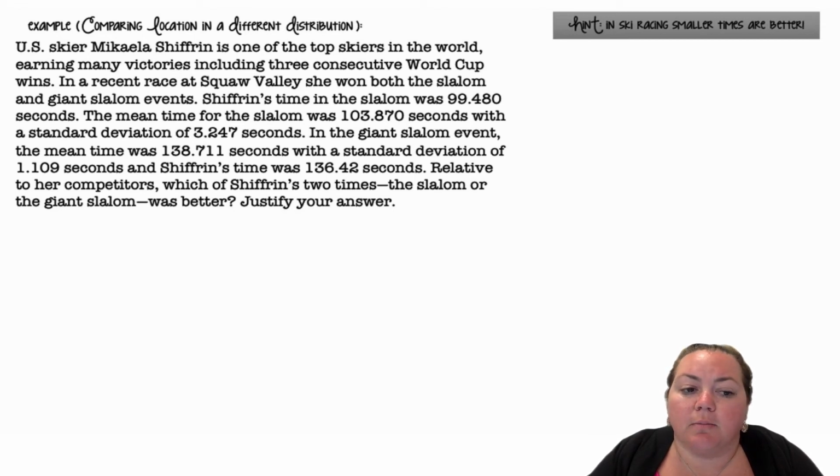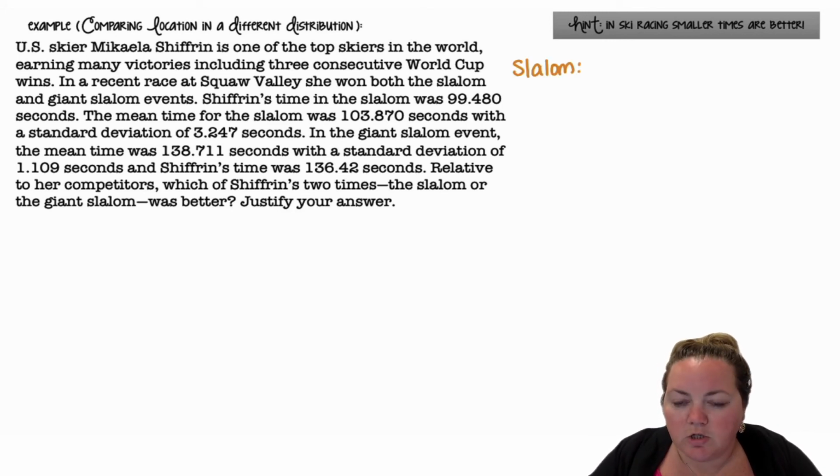In the giant slalom event, the mean was 138.711 seconds, with a standard deviation of 1.109 seconds, and Shiffrin's time was 136.42 seconds. Relative to her competitors, which of Shiffrin's 2 times, the slalom or the giant slalom, was better? Justify your answers. So I want to compare these things, but they have different means and standard deviations. So I'm going to put them in terms of z-scores.